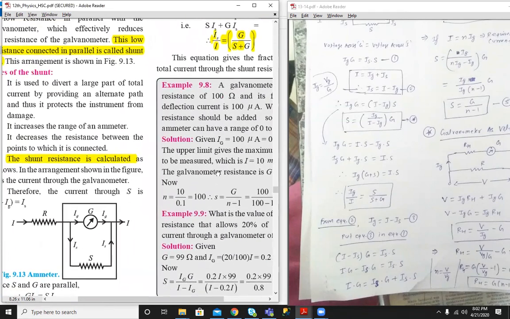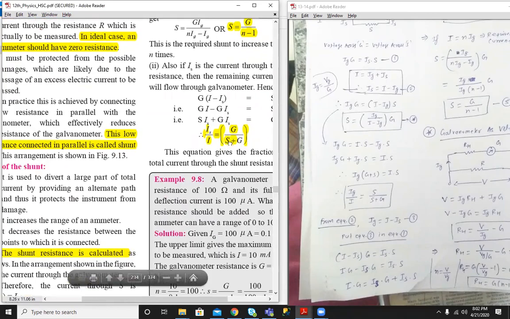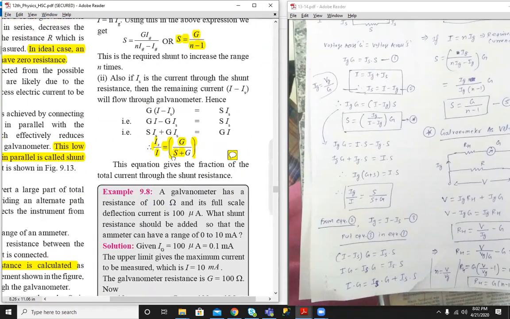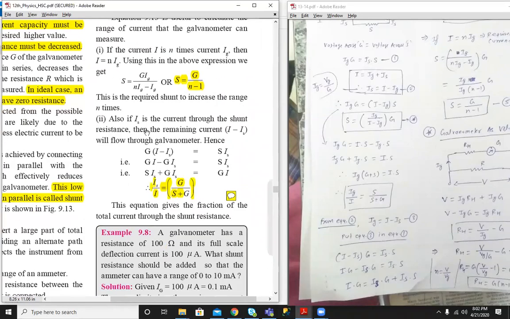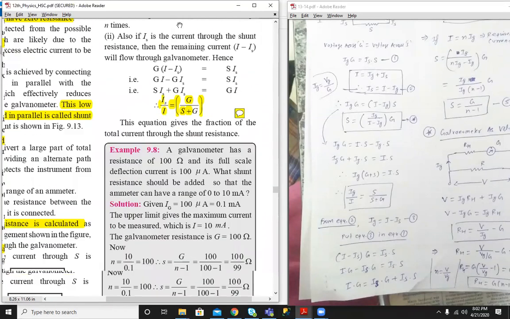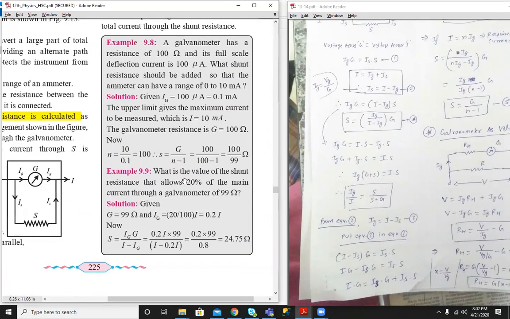No need to solve this problem by using that shunt equation. Use this equation directly, S equal to G upon N minus 1. What is the second formula? What is the value of shunt resistance that allows 20% of the main current through a galvanometer? So the fraction of current through the galvanometer is given, that is Ig equal to 20 by 100 of I, 0.2 I. Put it in the main equation and you will get Ig by I equal to 0.2, put it here, I gets cancelled, and you get the required shunt resistance.